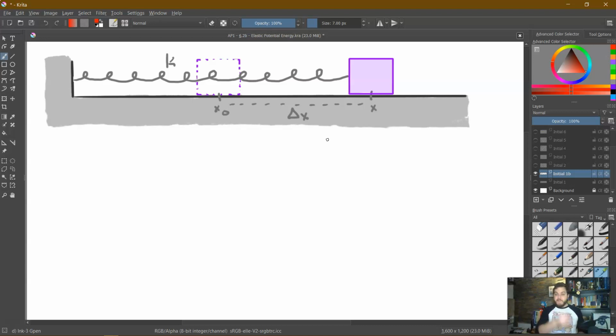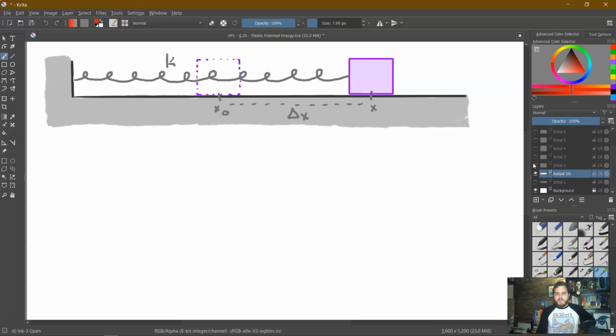Well, I have basically now stored energy in the spring, because if you let go, the spring is going to pull back on this object and it's going to cause the object to gain kinetic energy. So there is potential energy present here, potential for motion. Okay, so what exactly do we need to do to figure that out?